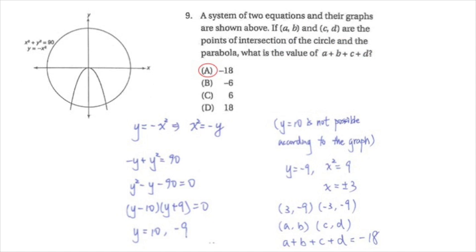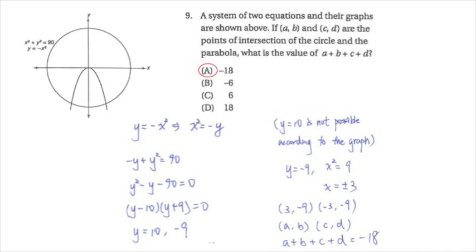Question 9. In this question, we have a circle x squared plus y squared equals 90 and a parabola y equals negative x squared. The intersections are points A, B, and C, D. We're asked to find the value of A plus B plus C plus D.